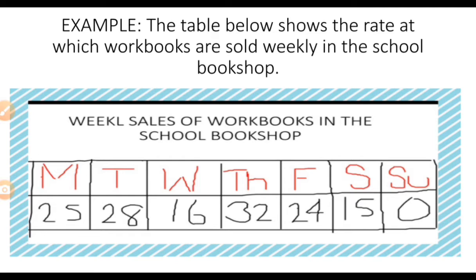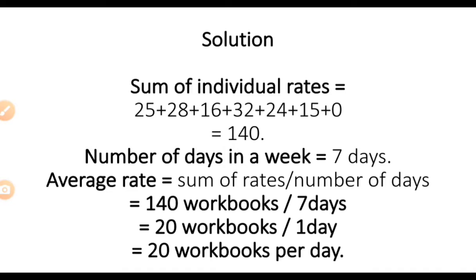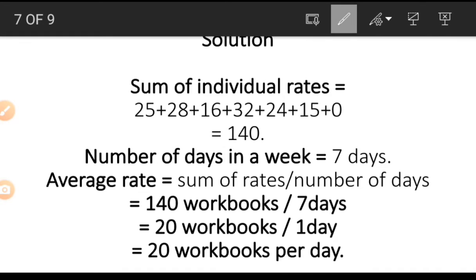This table is a weekly sales of workbooks in a school bookshop. Now let's find the average rate of workbook sale for the week. The first thing we are going to look at is the formula for finding average rate. It is the sum of individual rates divided by the number of rates. So first, the sum of individual rates, if they are added, gives 140 workbooks.